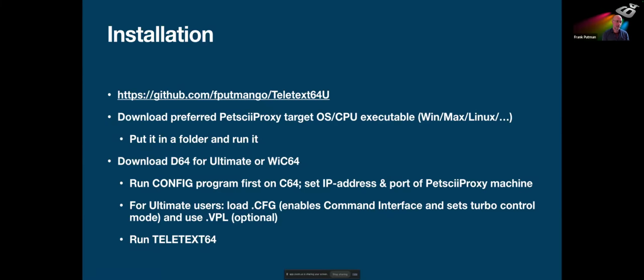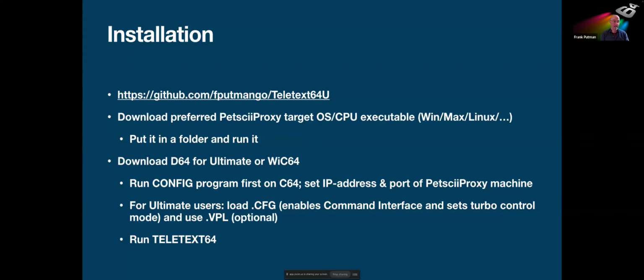Installation, I also have a GitHub page where it's all at. You have to download the proxy program, and I have all kinds of target executables there. You just put it in a folder and run it. And for the C64 part, you download the D64 image for the Ultimate or the WiC64. So you can also run this on a stock Commodore 64.